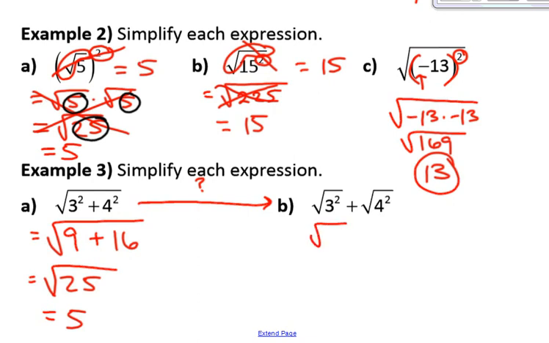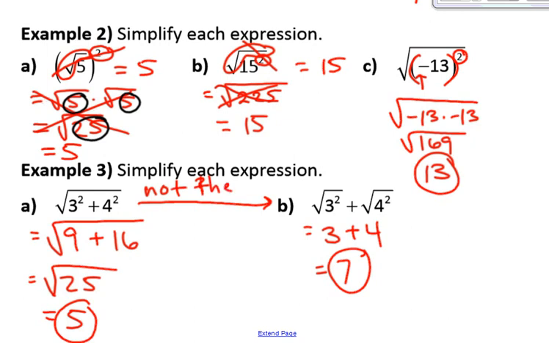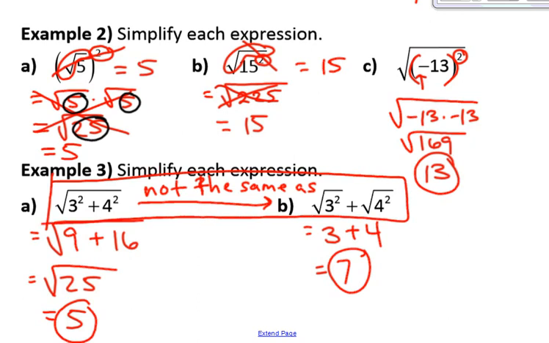The square root of 3 squared, we already know, we don't even have to do the square root. Those are going to cancel, leaving you with 3. Then plus the square root of 4 squared is 4. I get 7. Notice that I do not get the same thing as I did over here. I got 5. So therefore, if you have an addition, then you cannot split those up. So that is not the same as if I split that up. That's important. Okay, so multiplication you can do that, but addition you cannot do that.